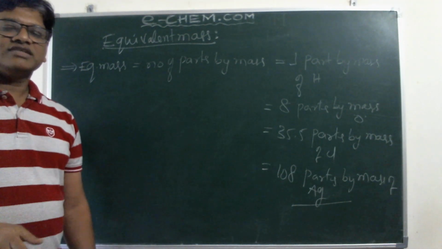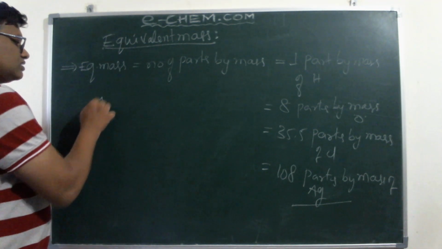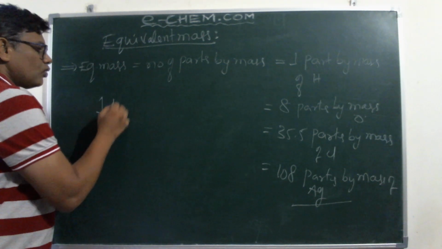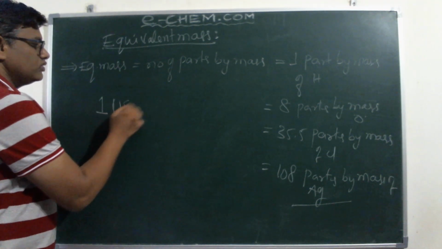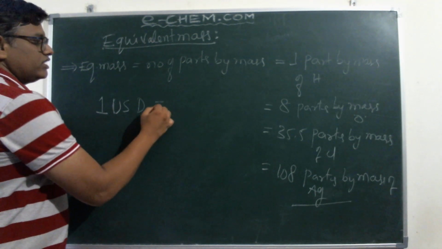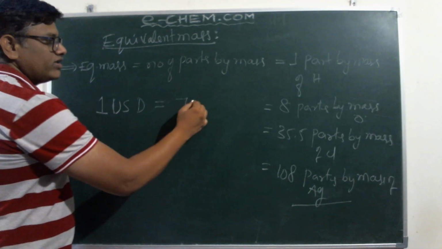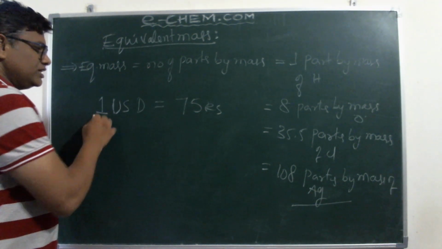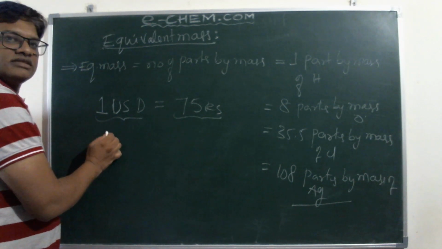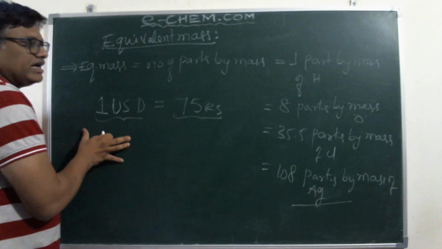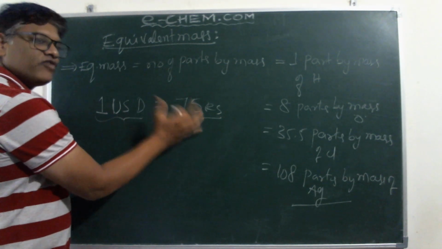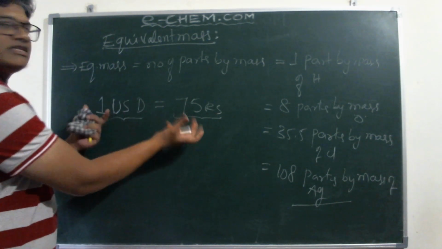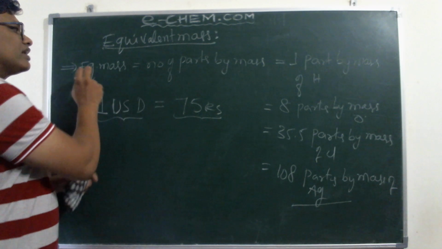So I'll give one live example here to help you better understand equivalent mass. $1 is equivalent to, in Indian currency, 75 rupees. Just an assumption. That means one part by mass of this dollar is equivalent to 75 parts by mass of Indian currency. So this is the best example to better understand what equivalent mass is.